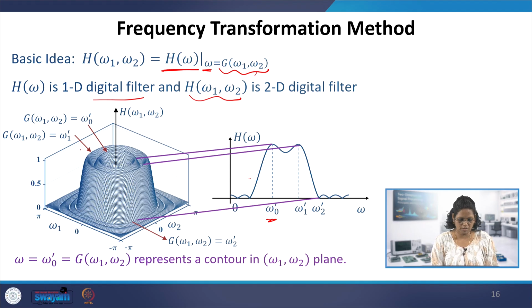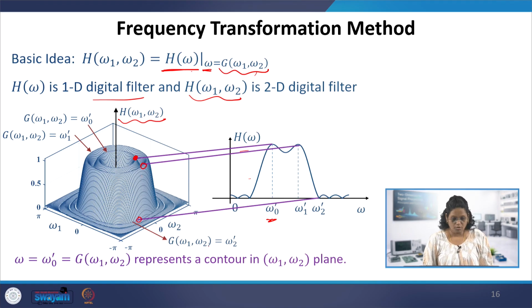That's what the picture shown over here depicts, in which H of omega 1, omega 2 is obtained by substituting into H of omega, where omega equals g of omega. We will see one function that is practically used, g of omega 1, omega 2, for this transformation. Omega naught is transformed here in this 2D. Similarly, omega 1 dash here, and in the stop band, the transition allowed is omega 2 dash.